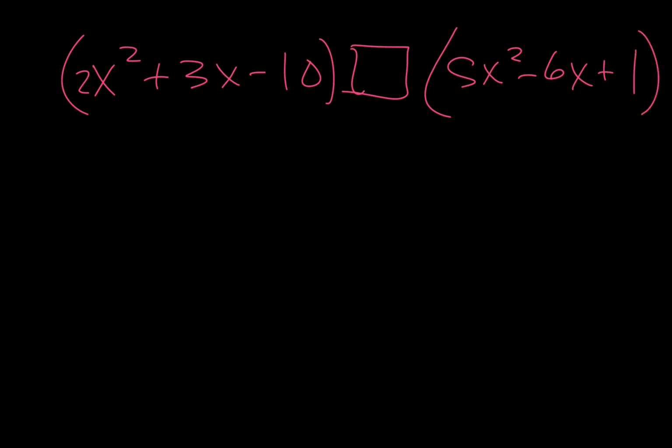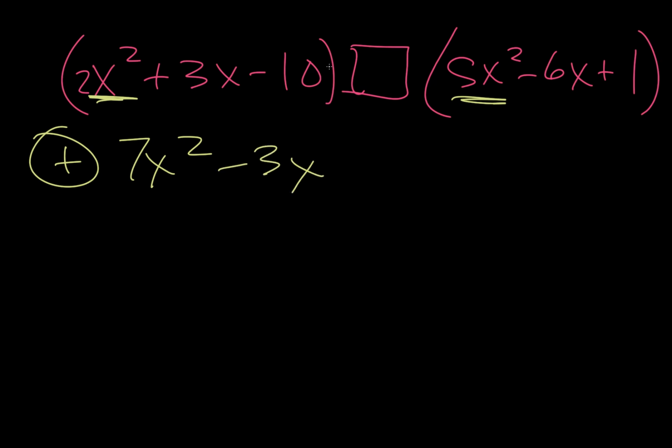Okay, once again, it's just addition and subtraction. So addition, we just combine like terms. 2x squared, 5x squared gives us 7x squared. 3x, negative 6x, negative 3x. Negative 10, positive 1 is negative 9.